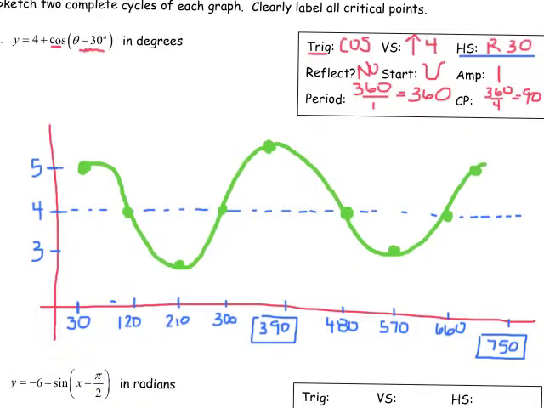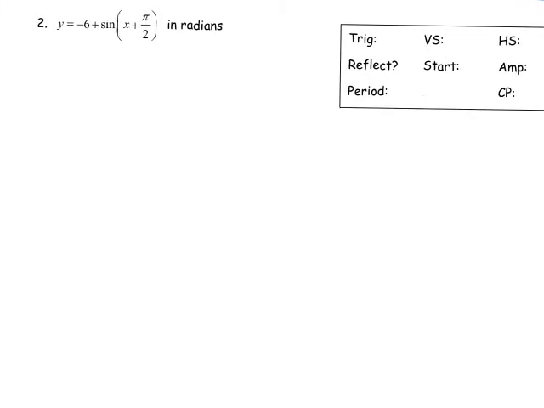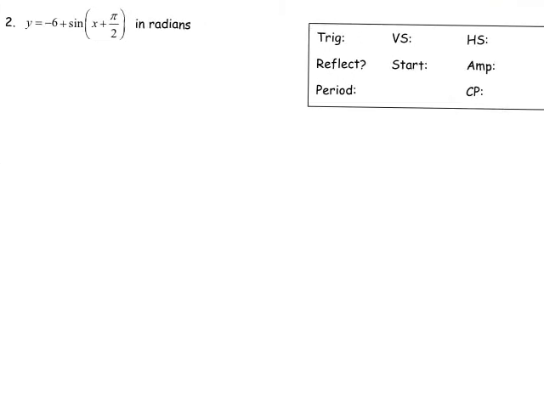Alright, let's go on. So now let's practice some radians. So y equals -6 plus sine open x plus pi over 2. So now my trig is sine. My vertical shift is this number in the front, so that's -6, so that tells me to go down 6. My horizontal shift, horizontal is what's with the parentheses, so in this case it's plus, which tells me left, pi over 2. Notice we're in radians.